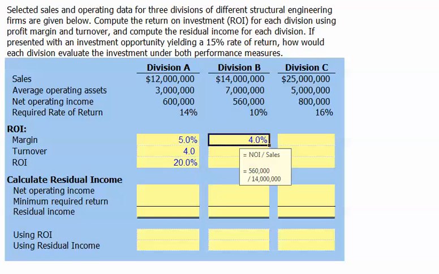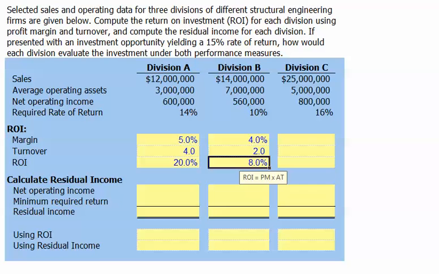Division B has a margin of 4%, which is found by dividing the $560,000 in net operating income by its $14 million in sales. Its asset turnover is 2, which is found by dividing $14 million in sales by $7 million in average operating assets, which gives it an ROI of 8%.